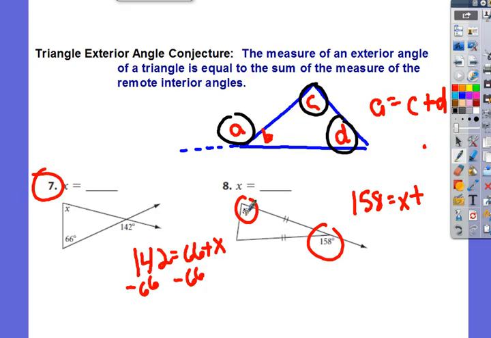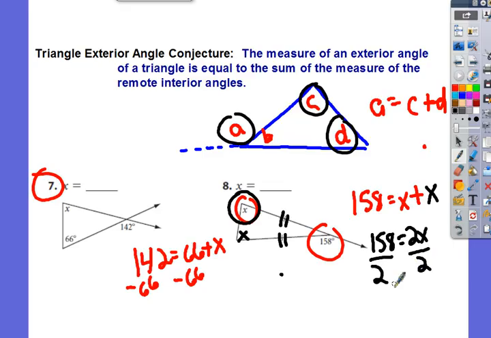But if this is X, if what I circled is X, then so is this because of these congruent symbols. They're both X because we know it's all about that base. You have two congruent sides, so the two angles are congruent. So if one is X, then the other is X. Which means 158 equals X plus X, or 158 equals 2X. That's what X plus X is. If there's an apple plus an apple, you have 2 apples. If there's an X plus an X, you have 2X. You divide by 2, and that will get you your X value.